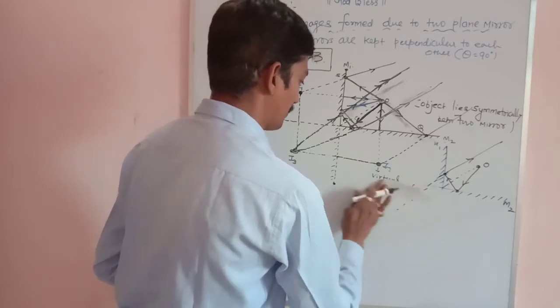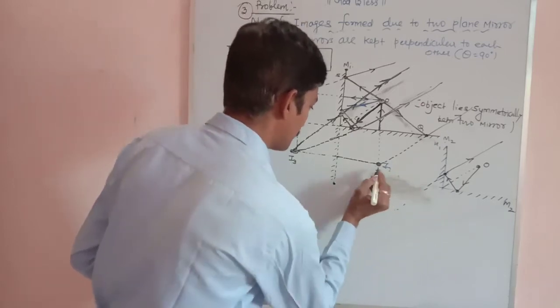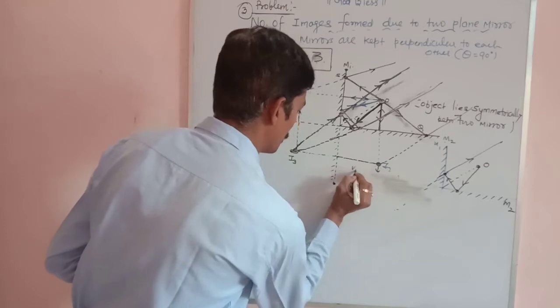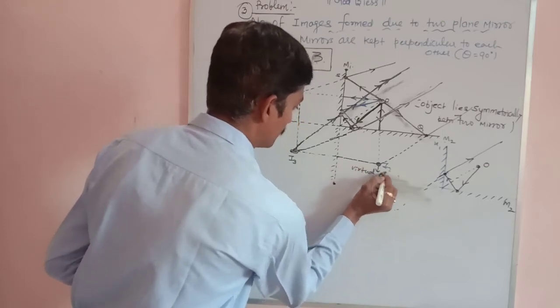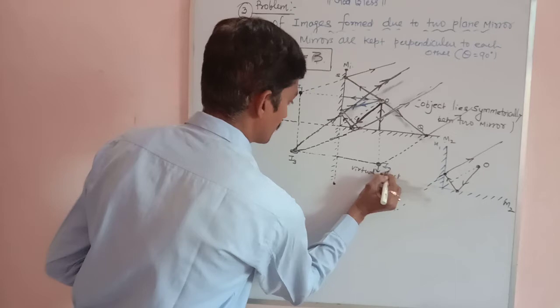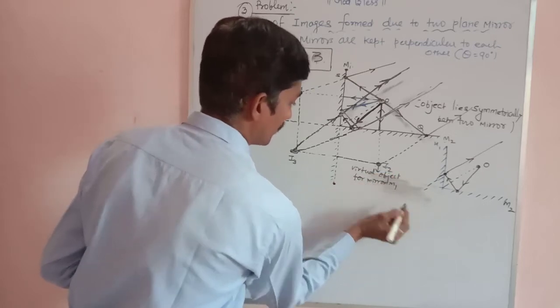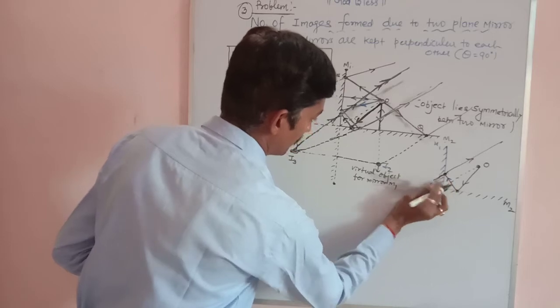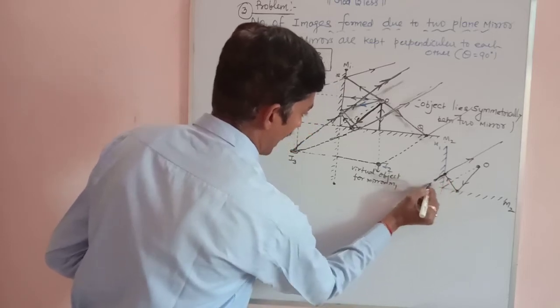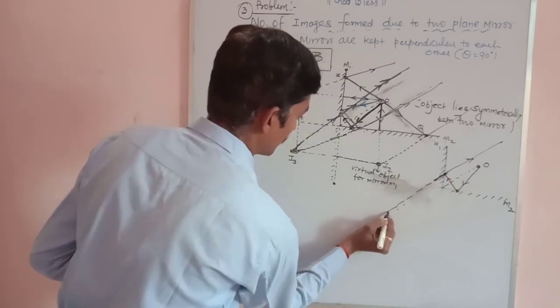Similarly, I am rubbing this, I am writing here. This is the virtual object for mirror M1. Well, so this will be coming back at the back to this point, say.